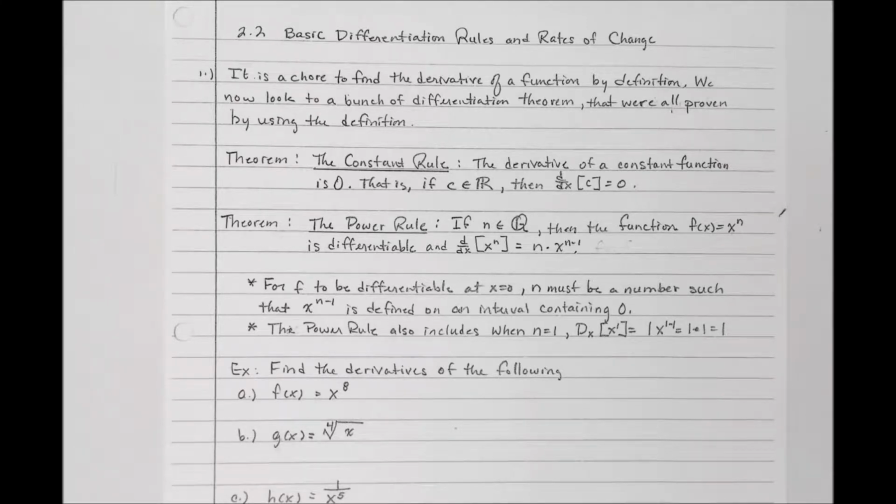Chapter 2, Section 2, Basic Differentiation Rules and Rates of Change. I believe that after doing the assignment from Section 2.1 you're going to appreciate this section that much more, because it's going to show you different rules for differentiation that are going to streamline your work. You're not going to have to be basing it on the definition of the limit as delta x goes to 0 of the difference quotient expression.